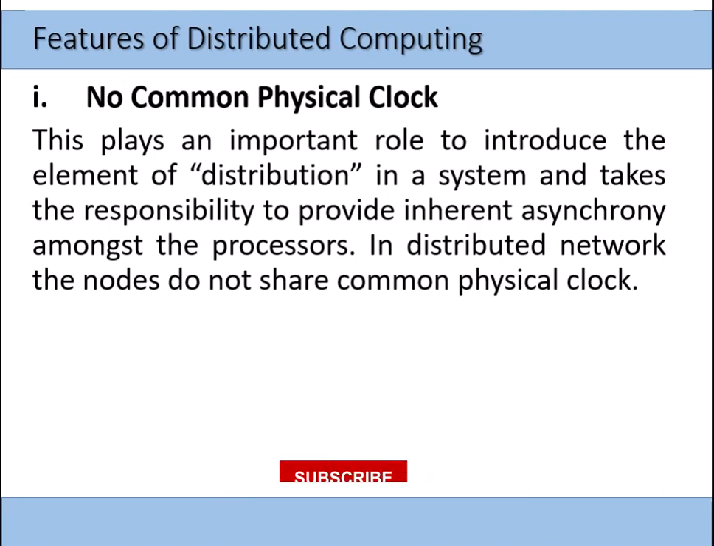And remember that every subsystem of the distributed computing will have a physical clock. Each system, when it executes and works on some task, will have a physical clock, but there will be no common clock. In a distributed network, the nodes do not share a common physical clock. So we can say there is no physical clock, but a logical clock is created which brings all the tasks together at the end.